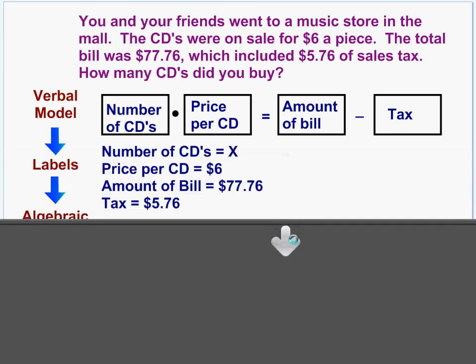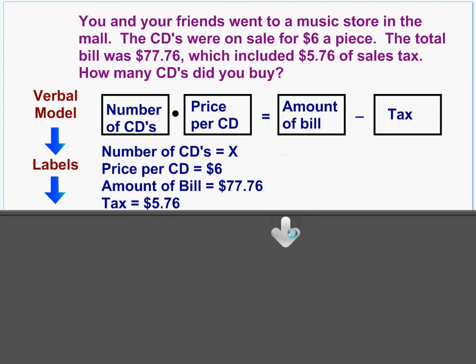Now that I know what I'll have, I'm going to label it. So what does that mean? That means that my number of CDs, do I know? No, right here it says, how many CDs did you buy? So I don't know the number. That becomes a variable. Then next it says price per CD. It says $6. Yep, right here, $6 apiece. So I fill that in for that label. Then it says amount of bill, $77.76. Straight from the problem is where I got that. And my tax was $5.76. That was in the problem as well.